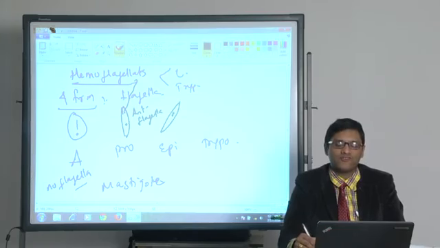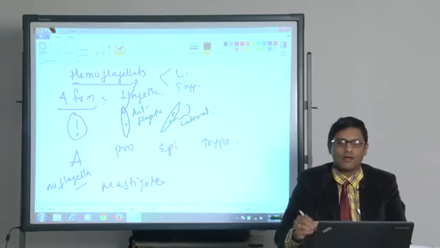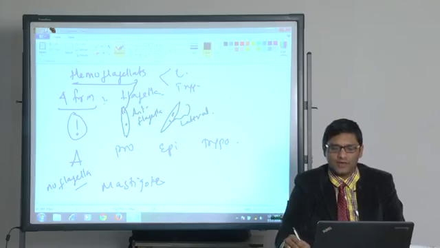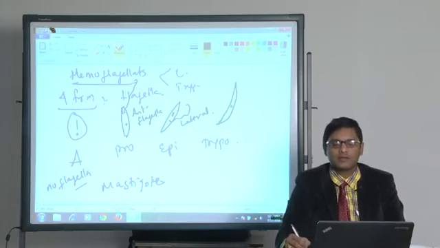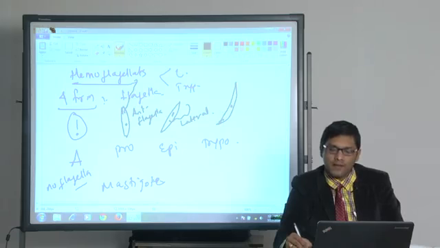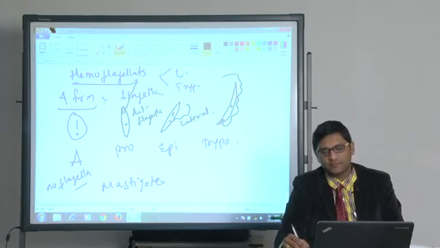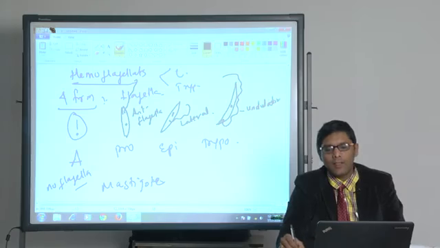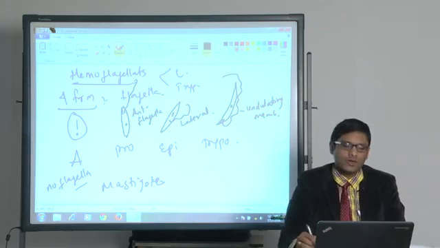Epimastigote form, flagella arises laterally, lateral flagella, whereas trypomastigote form, here flagella arises posteriorly and traverses as an undulating membrane. Okay.